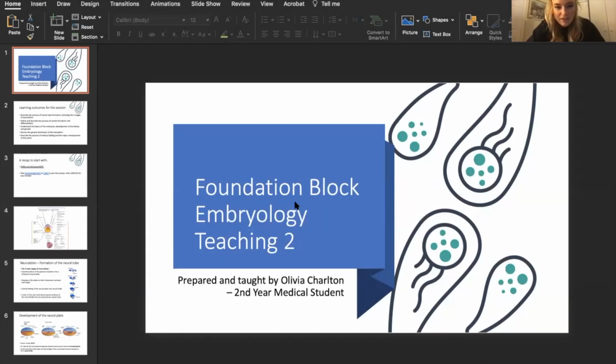So this is the second embryology teaching that I have created and am teaching myself. Very proud. These are some nice sperm cells that we've got on the side. I apologize, I've got a bit carried away with these and they're on most slides because I thought they were really cute.